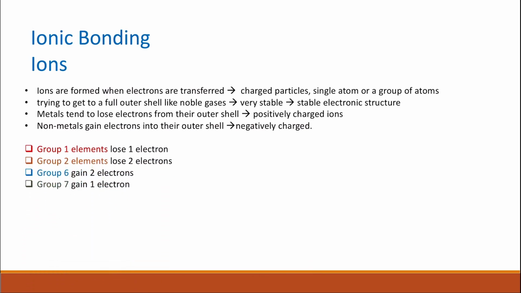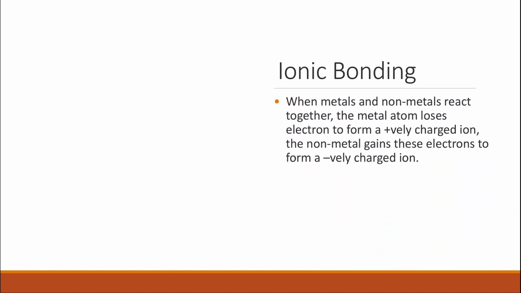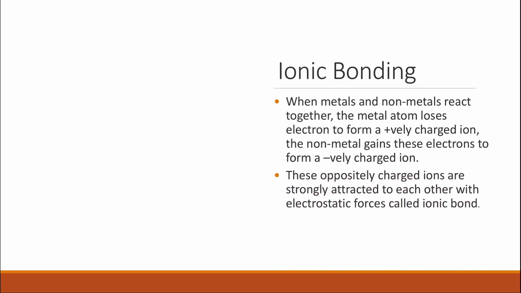The group 1 elements will lose 1 electron, group 2 elements 2 electrons, group 6 elements will gain 2 electrons, and group 7 will gain 1 electron. Ionic bonding comes from when a metal and a non-metal react together. The metal will tend to lose electrons to give a positively charged ion, while the non-metal will gain that electron to give a negatively charged ion. The oppositely charged ions will now have a strong electrostatic interaction with each other, forming the ionic bonding.